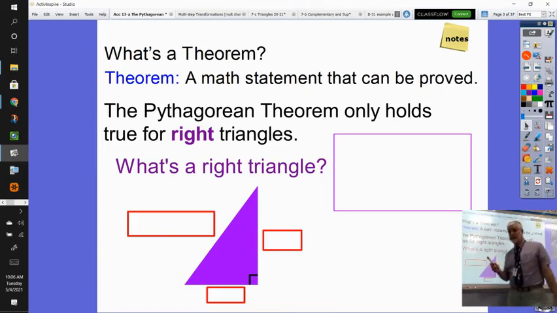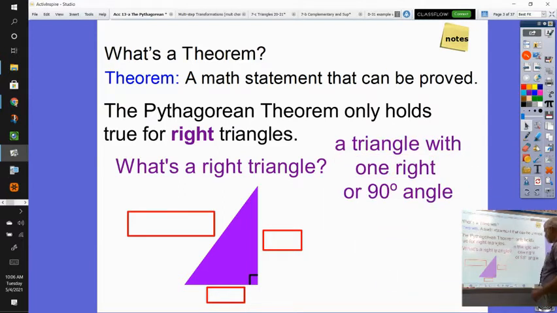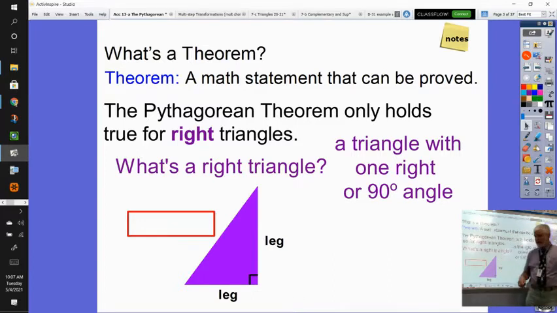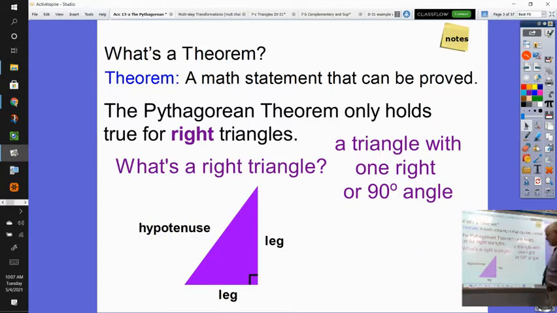So the Pythagorean theorem is something that works only for right triangles. What's a right triangle? A right triangle is a triangle that has one right angle, or one 90-degree angle. And every right triangle has two sides that make up the right angle. Those sides are called legs. And the third side opposite the right angle is called the hypotenuse, the third side or the longest side of a right triangle.